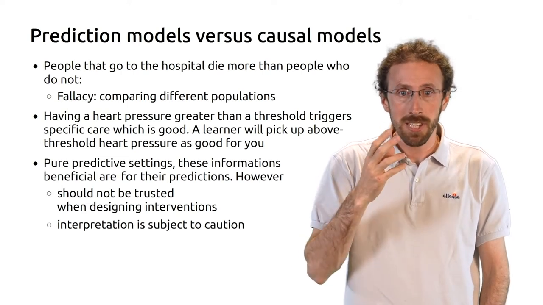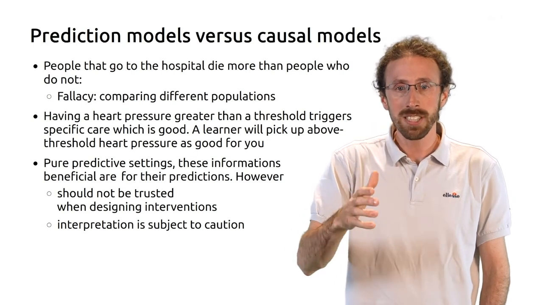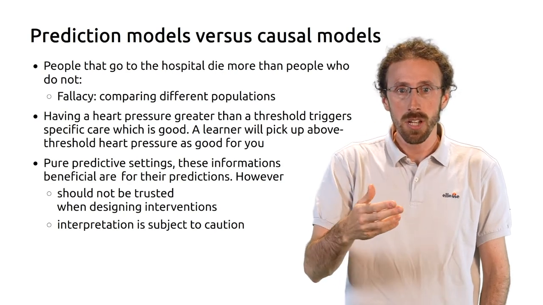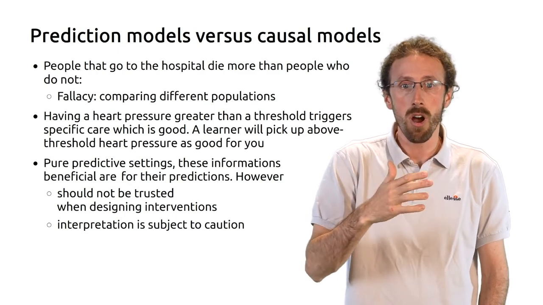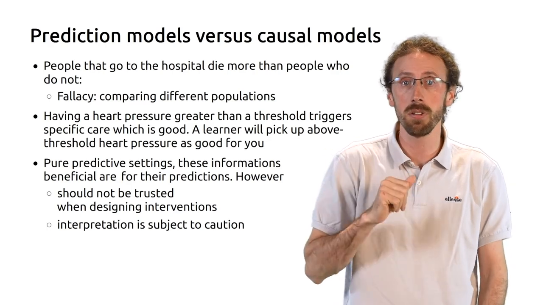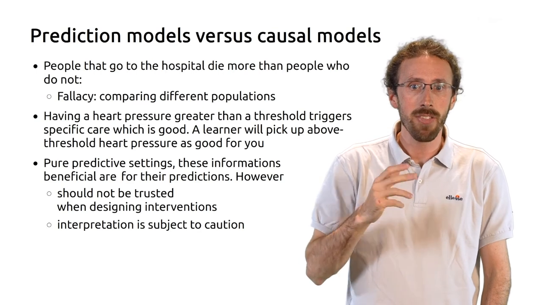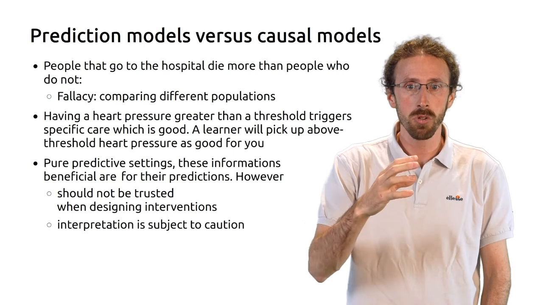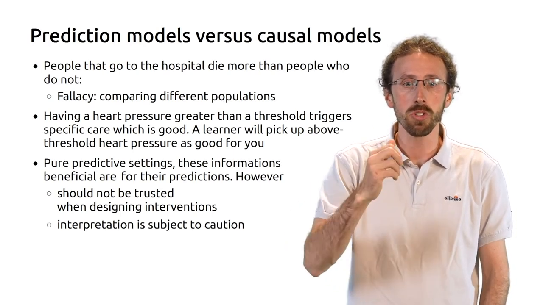We are dealing with predictive models. Those do not always capture causality. For instance, if we consider people that go to the hospital, we will note that they die more often than people who do not. So we might conclude that going to the hospital is dangerous. This, of course, is a fallacy. And the reason is that we're comparing different populations. The people who go to the hospital have a different health baseline than the people who do not.